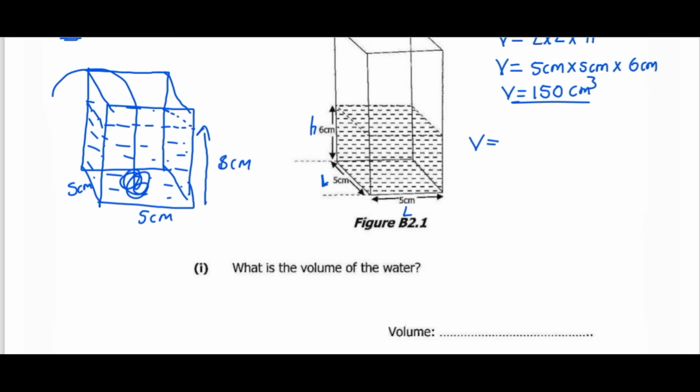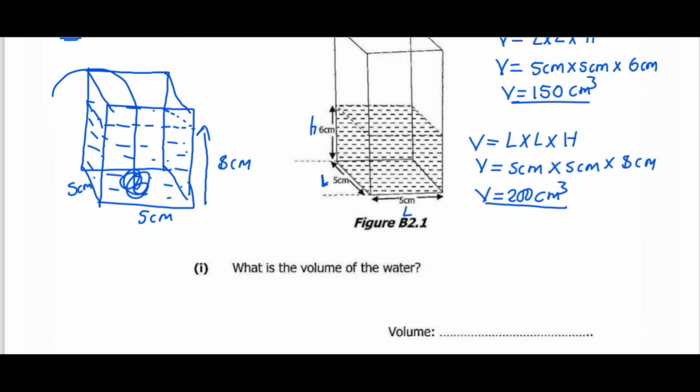So we can now find the new volume. It will be L times B times H. What's our base? It is still 5 centimeters times 5 centimeters. Then here we multiply by 8 centimeters. So 5 times 5 is 25. 25 times 4 is 100. Another 100 will give us 200. So the new volume is 200.